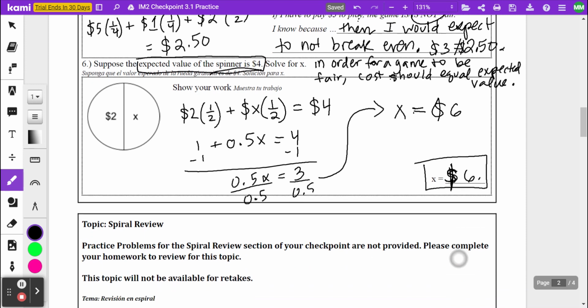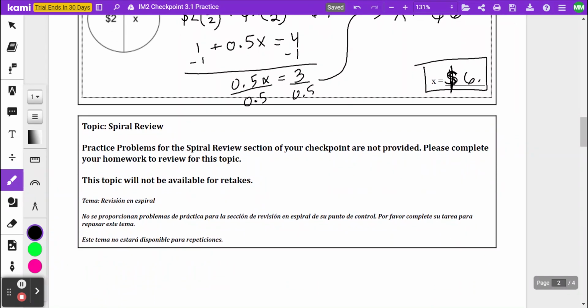Okay, lastly, we have the spiral review comment. Your actual checkpoint will include a spiral review section. Practice problems for the spiral review are basically just your homework. So make sure you do your homework. Try to understand all of the review problems in your homework because they're all fair game.